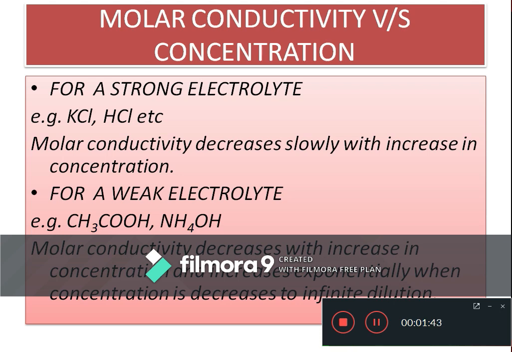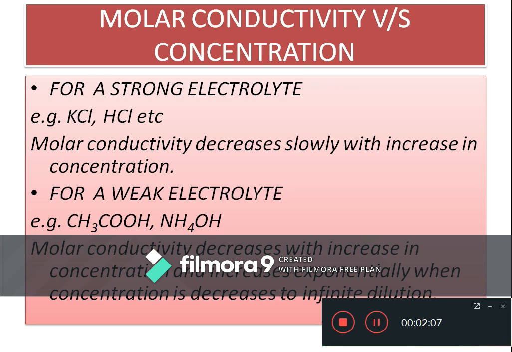Strong electrolyte means that when a strong electrolyte is dissolved in water, it will give ions with complete dissociation. KCl will give K+ and Cl-. HCl will give H+ and Cl-. So molar conductivity decreases slowly with the increase in concentration, or the opposite: if concentration is decreased, molar conductivity will increase.